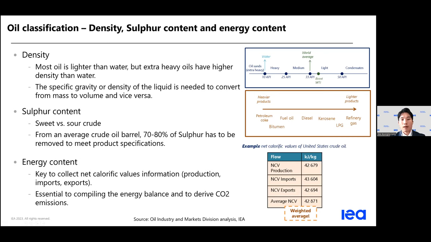Finally, we have energy. We can classify based on the energy content. We can simply call it NCV, net calorific values, and it means the heat contained in the product when it's burned. We collect different types of NCV as we see on the right hand side: NCV for production level, NCV for imports and exports, and finally, we can calculate the average NCV using the weighted average methodology.